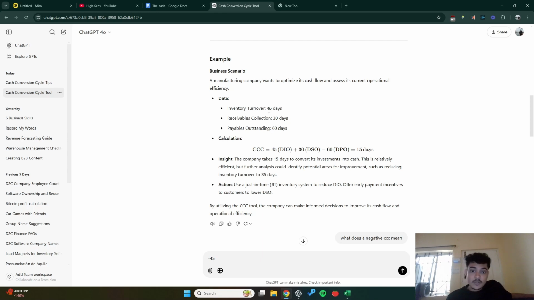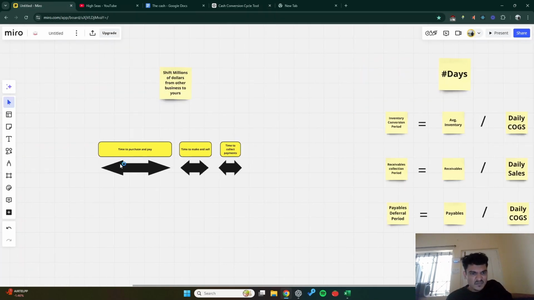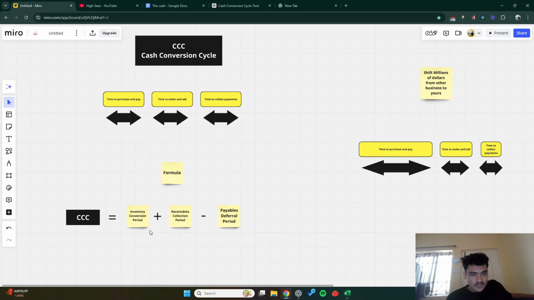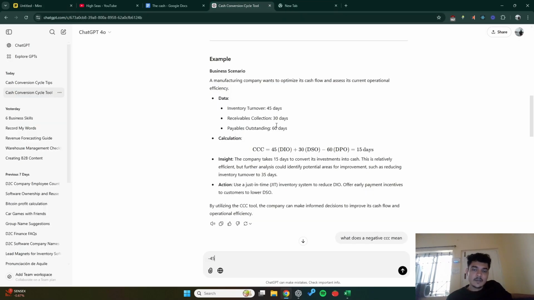Inventory turnover, like I have specified here, would be the inventory conversion period. That's the formula where you would add it. Receivable collection is the time it takes to get the money from the customers, 30 days. And payable outstanding is the time you pay your supplier, 60 days. So 45 plus 30, and you're subtracting 60, you get 15 days, right? So here you can see it takes 15 days to convert whatever investment into cash.